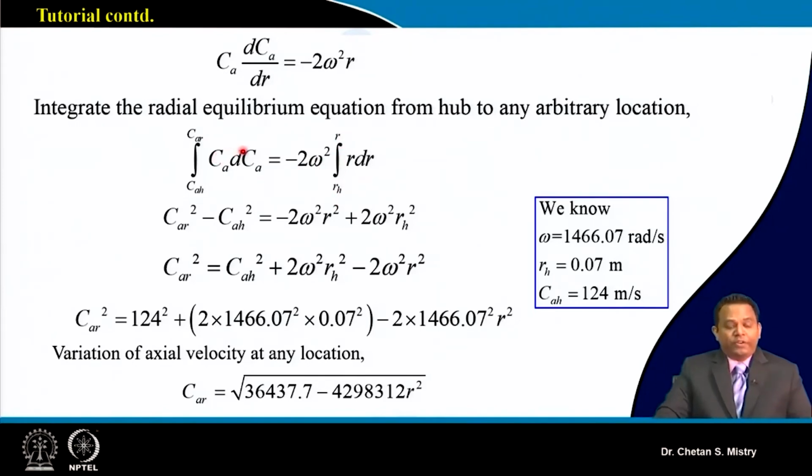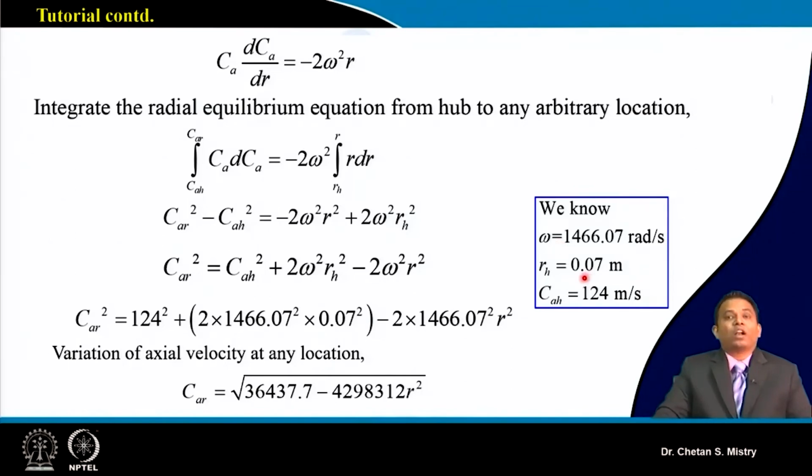If we are doing the integration and putting in our limits, it says my axial velocity at any radius is equal to my axial velocity at the hub plus this formulation. Now the data that is available to us: what we know is omega, which we have calculated, it is 1466.07 radians per second.